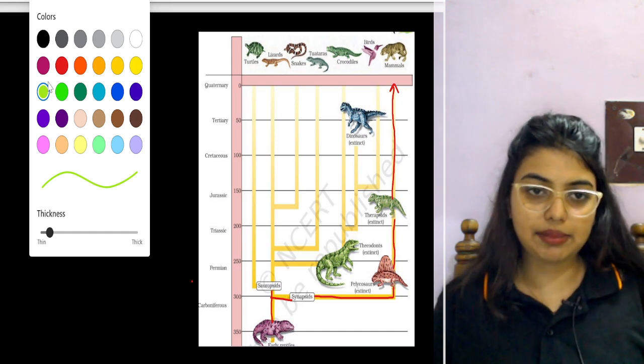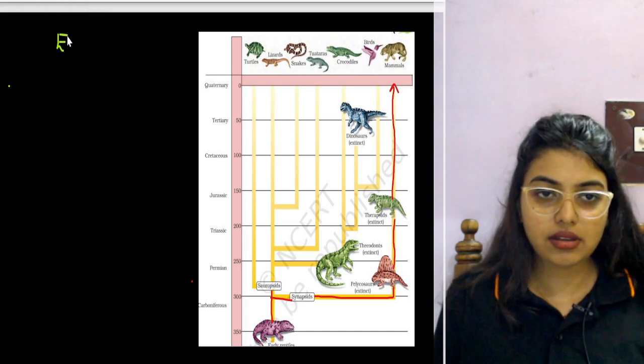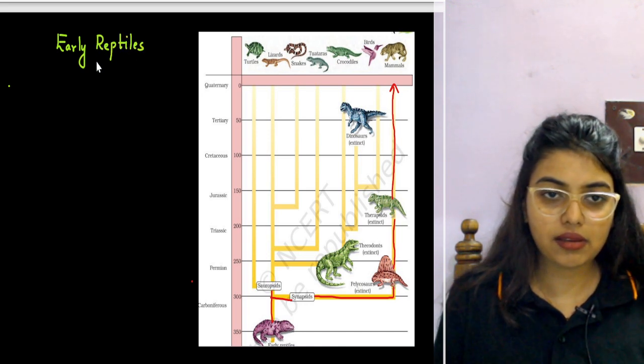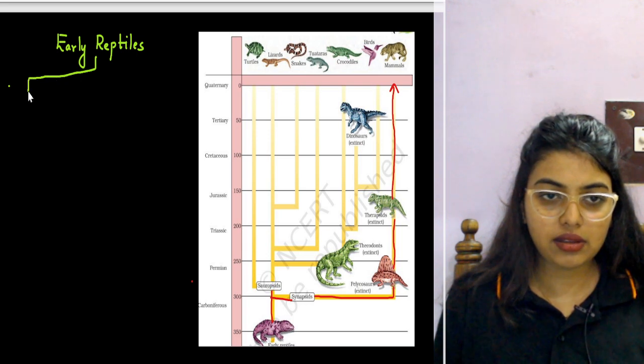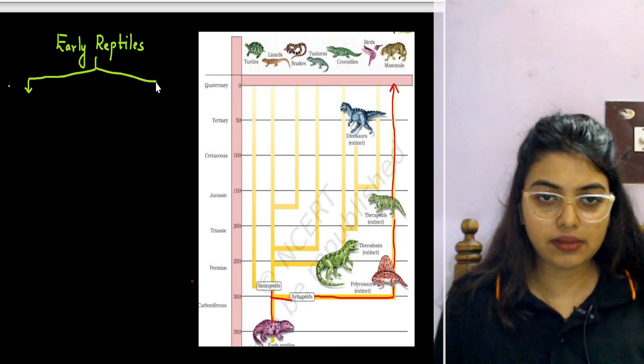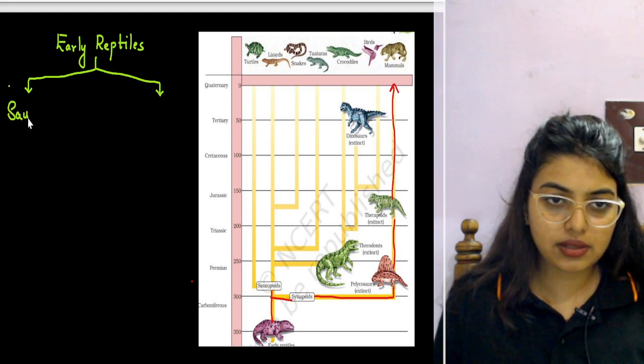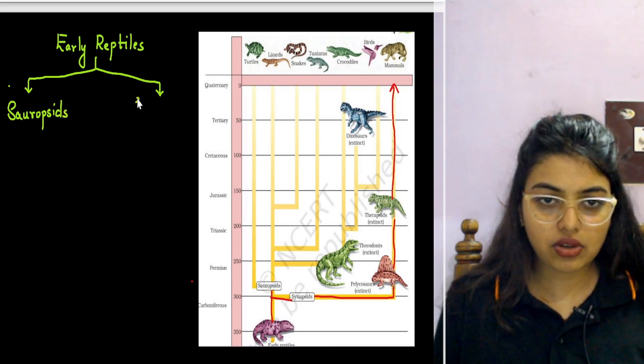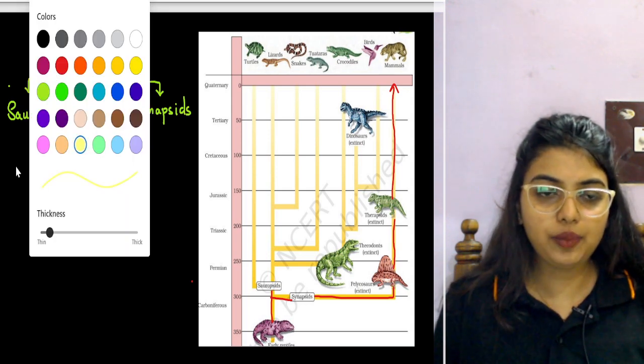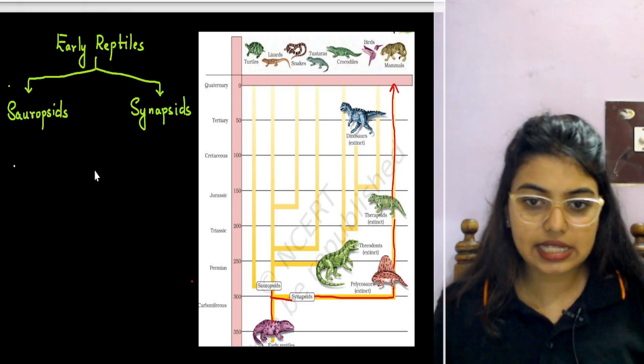Early reptiles gave two categories. One is called sauropsids. One is called synapsids. Now, sauropsids, let's keep that.